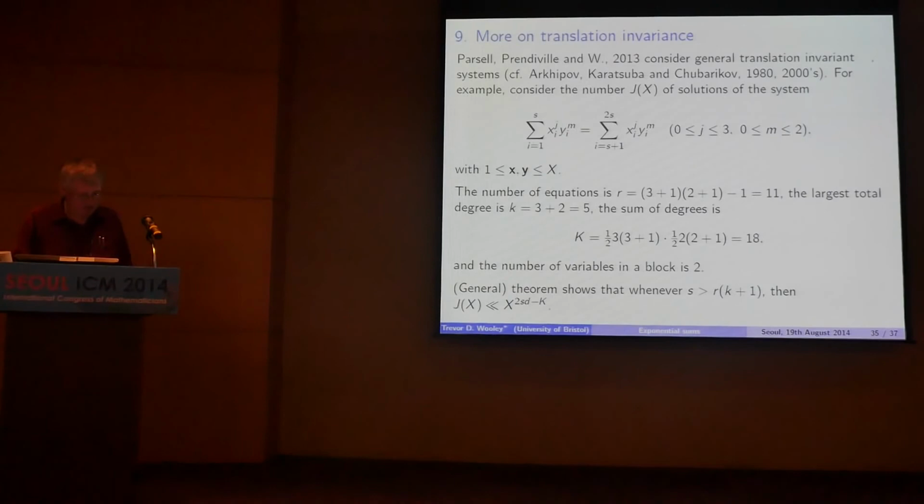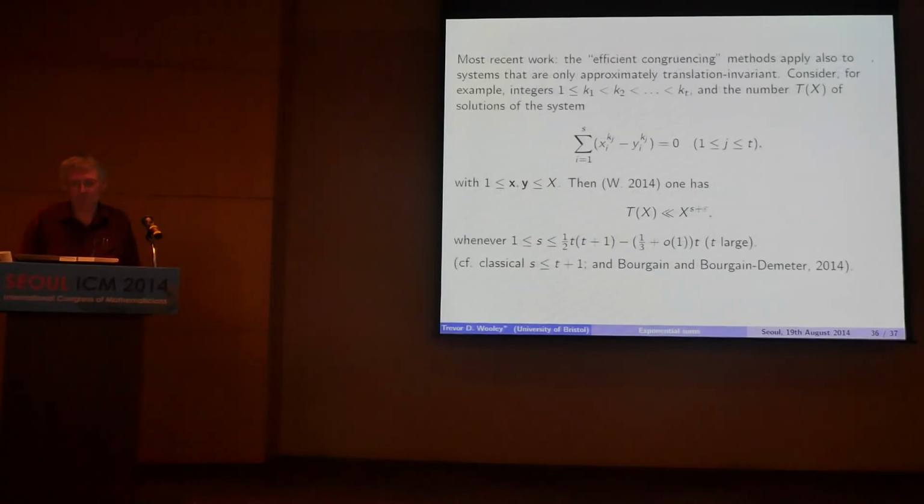And you get an upper bound which is very simple to describe, at least. It depends on the number of equations that you have in your translation invariance system, the maximal total degree of the system, and the sum of all of the degrees in the system. And as long as the number of variables in the mean value is larger than the number of equations times the total degree plus 1, you get your optimal estimate again. Just the same as in Vinogradov's mean value theorem. It's very general.